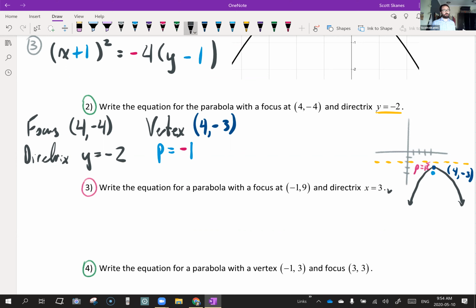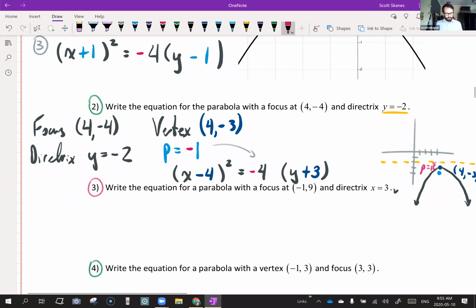This is clearly x squared form and it opens down. So I'm going to write our x squared form. This equals 4 times something, y, x. I need to take away my vertex. So I have x minus 4 and y plus 3. My p is -1, so multiply it by this. What's 4 times -1? It's -4. And that looks like I'm done.